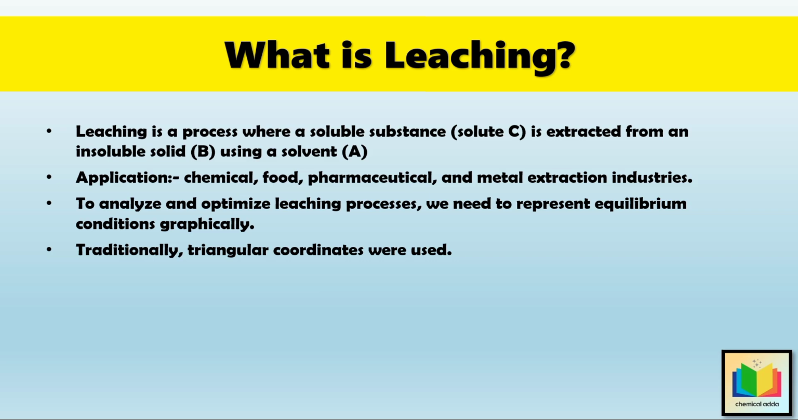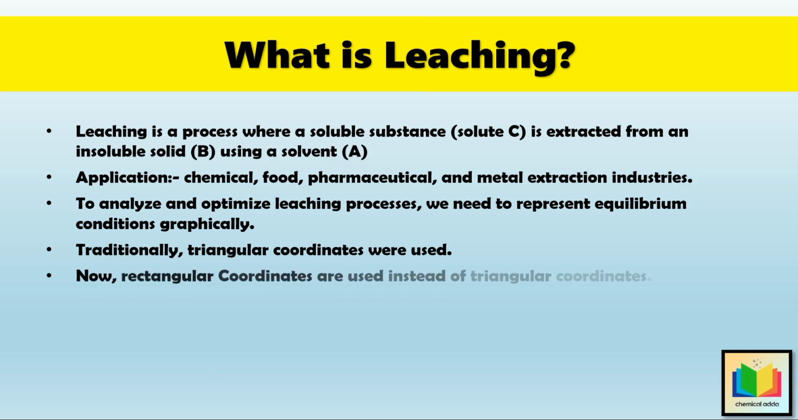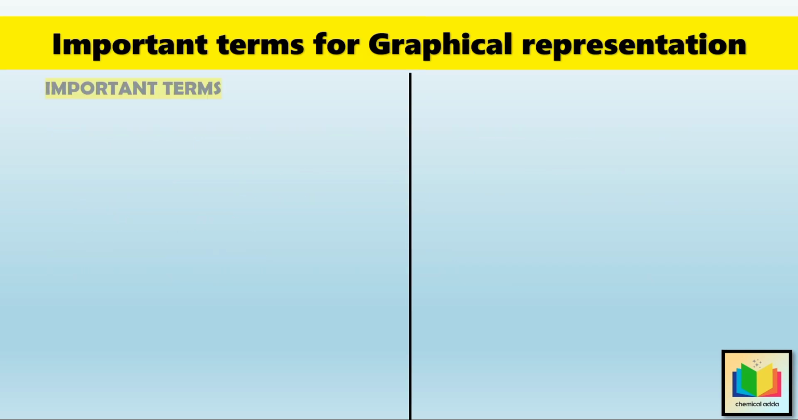But, it has often become too congested in some areas of the graph, making them harder to read. Hence now rectangular coordinates are used instead of triangular coordinates. Now, let's understand how to plot leaching equilibrium on a rectangular coordinate system. For that, first let's see important terms used in graphical leaching equilibrium representation.